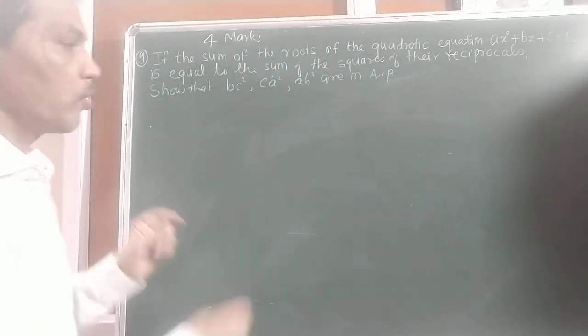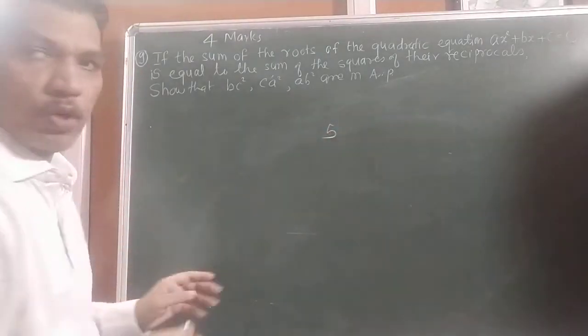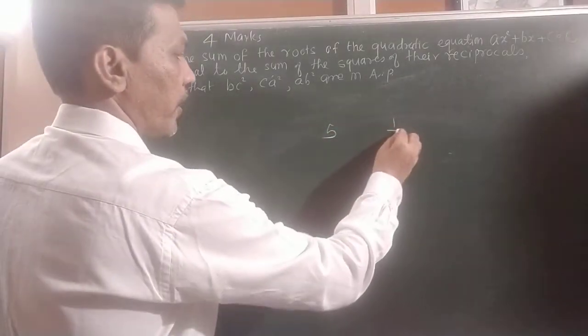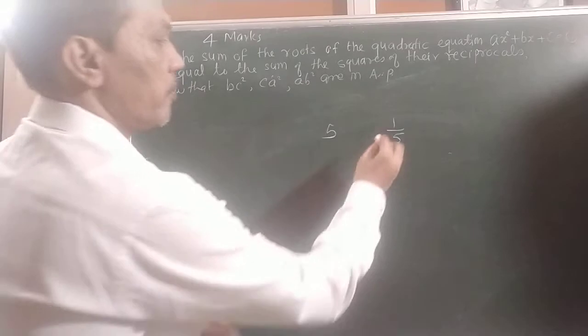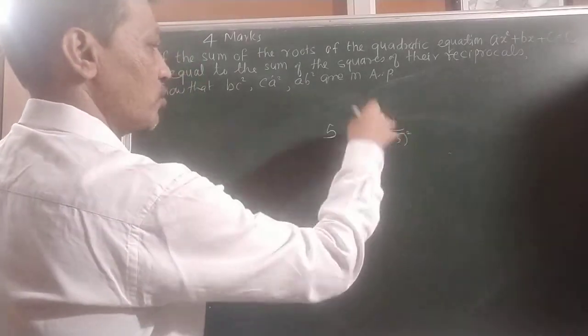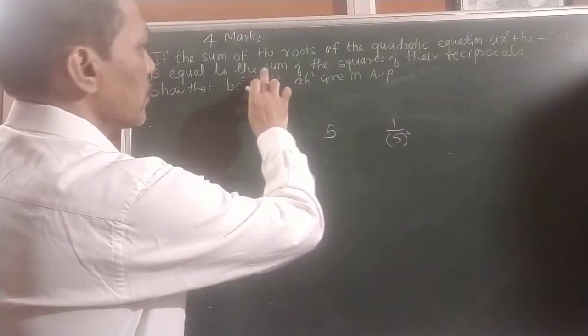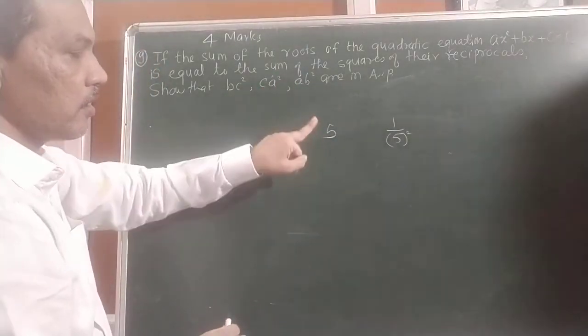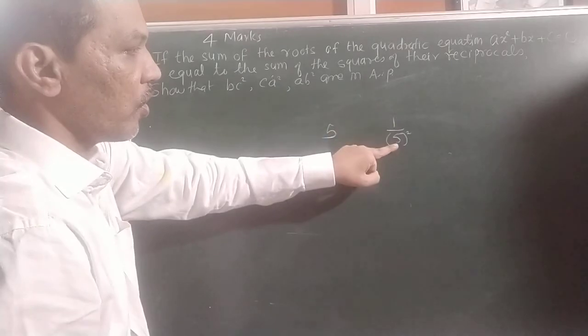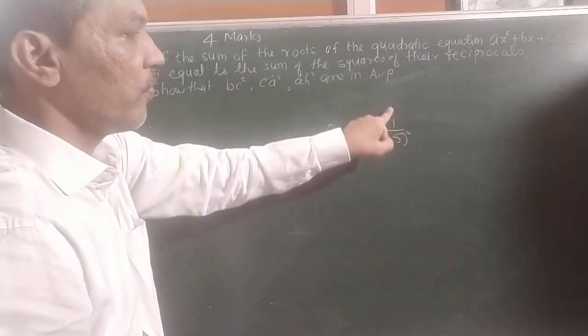Now what is meant by reciprocal? Suppose phi is a number. What is the reciprocal of phi? 1 upon phi. And square means this square. 1 square also you can do, but 1 square is 1 only. So it is like this condition: the number's reciprocal, squared.